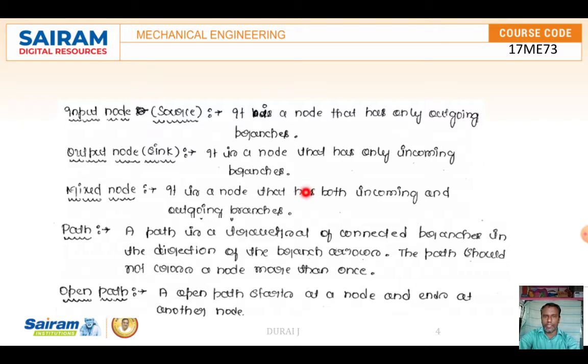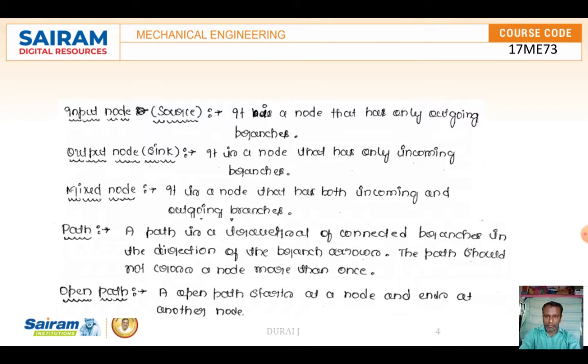Then comes the input node. The input node only sends the signals. Okay, that is called an input node. Output node: it receives the signal. Okay, that is the output node. So the input node is also called one with outgoing branches. It only has outgoing branches.